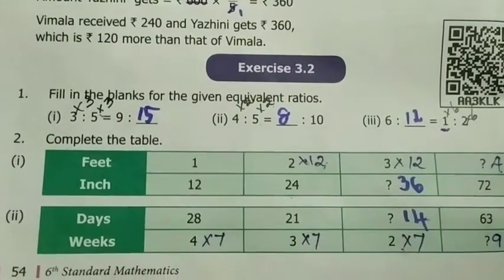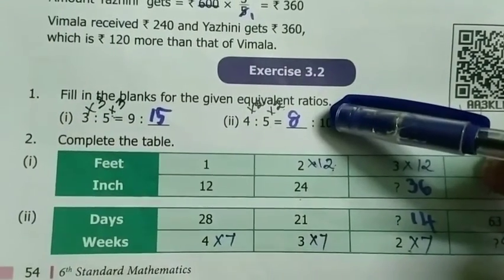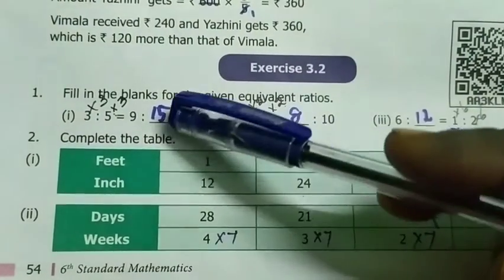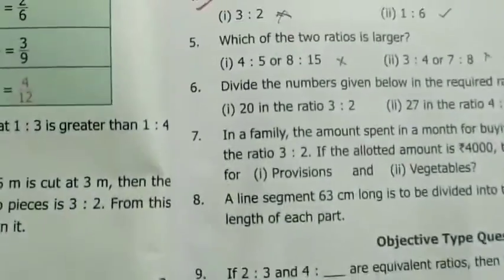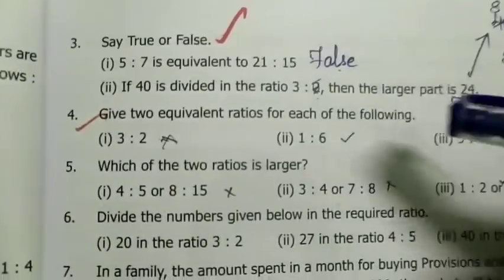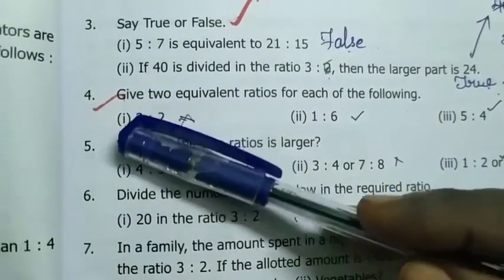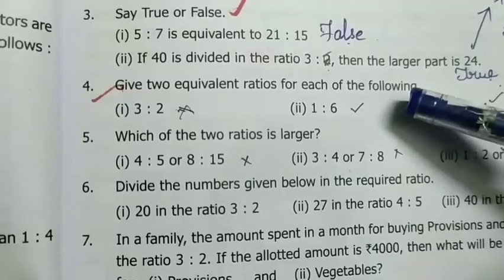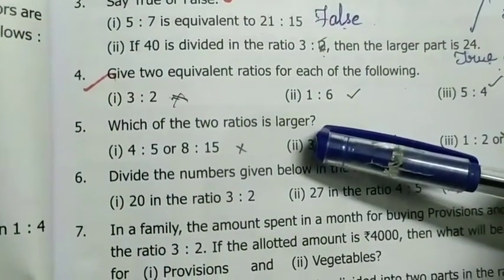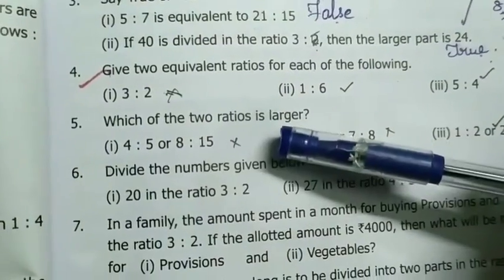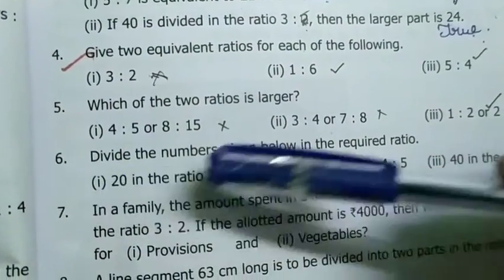Dear students, today we are going to see exercise 3.2 continuation. We have completed fill in the blanks, complete the table, and true or false. And then question answer: give two equivalent ratios for each of the following, and which of the two ratios is larger? So up to the fifth question we have completed. Now we are going to see the sixth question.